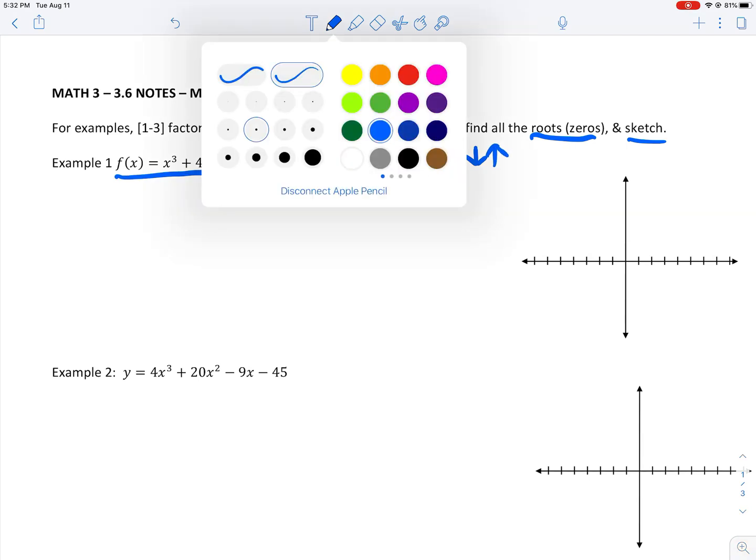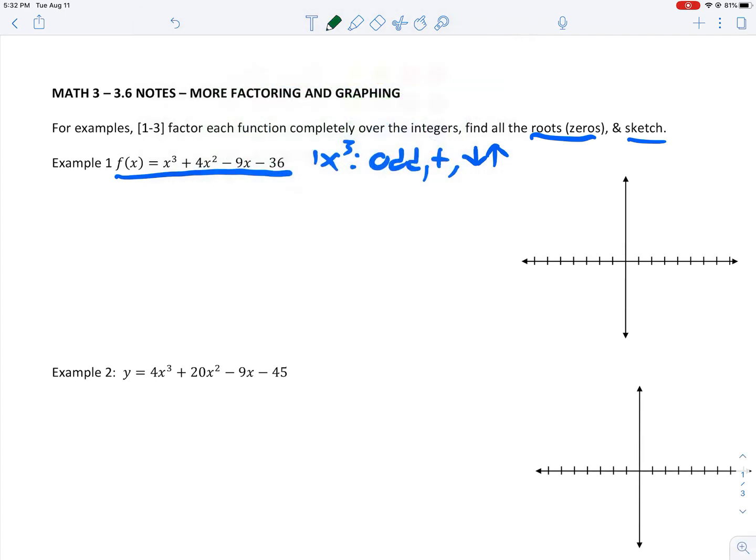Okay, first thing. Next, let's find the y-intercept. So x is going to equal 0. So plug in 0, 0, 0, 0. So everything's 0, so you get negative 36. Again, if you plug in 0, that's 0, 0, and 0. So it's negative 36.